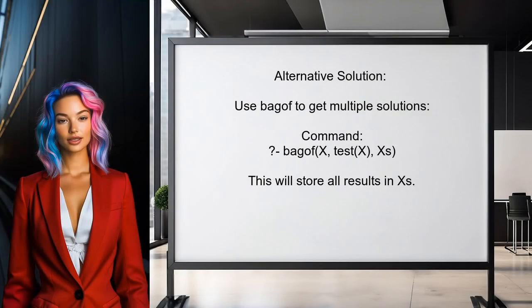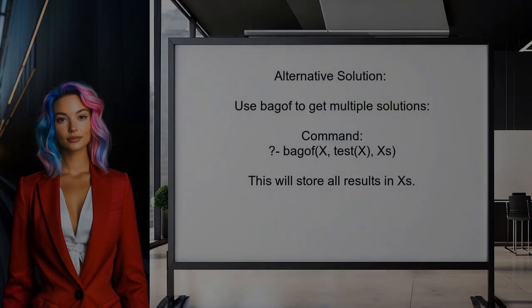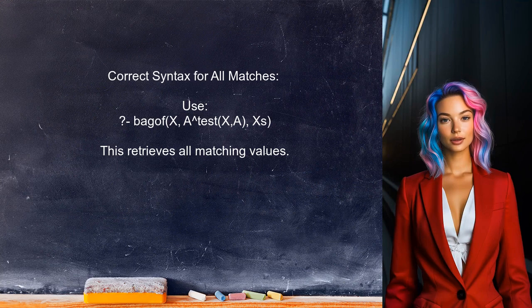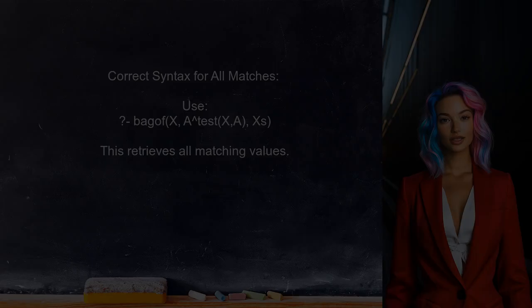An alternative solution provided by a user suggests using the bagof function to retrieve multiple solutions. You can use the command bagof(X, test(X), Xs) to collect all matching results into a list. However, be aware that anonymous variables may not work as expected with bagof. For example, if you have test predicates with two arguments, using bagof(X, test(X,_), Xs) will only return values where the second term is uniform. To get all matching values regardless of the second term, you can use a different syntax, bagof(X, A^test(X,A), Xs). This allows you to collect all results correctly.